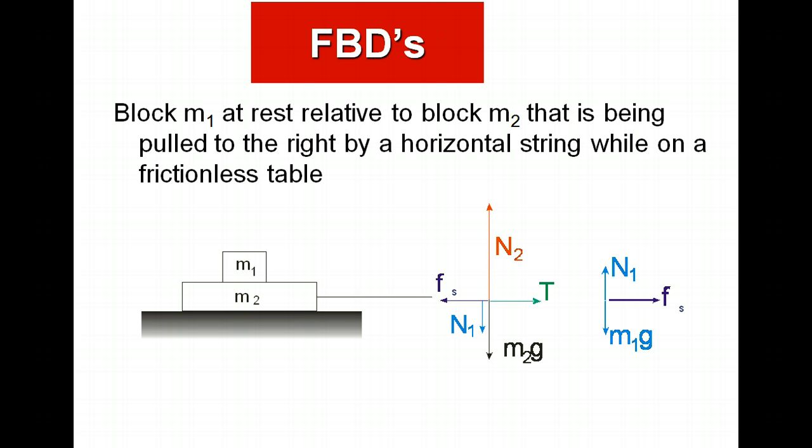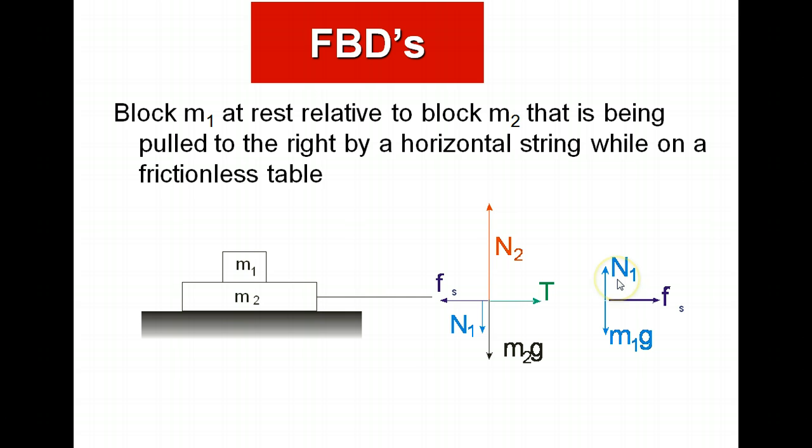Here's the free body diagram of M2. Its weight and the normal force of the table upward, that's N2. N1 is the force that M1 exerts on M2. And the two N1s, the force on block 2 and the force on block 1, are action-reaction forces, so they must be equal.